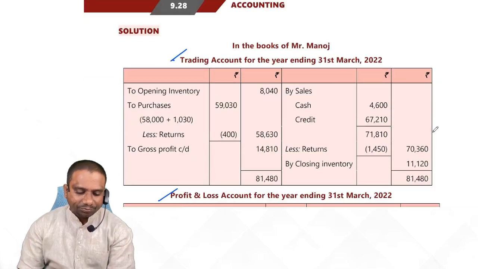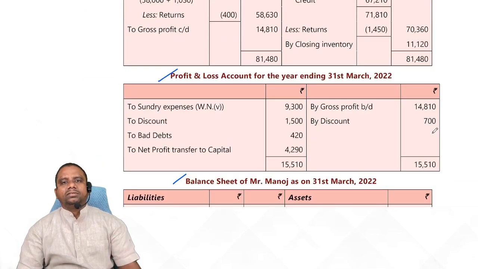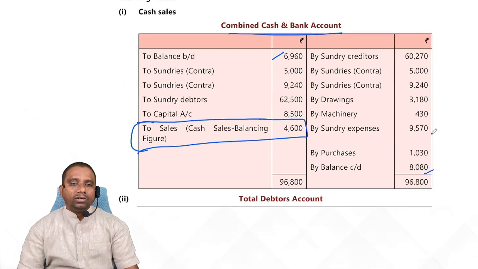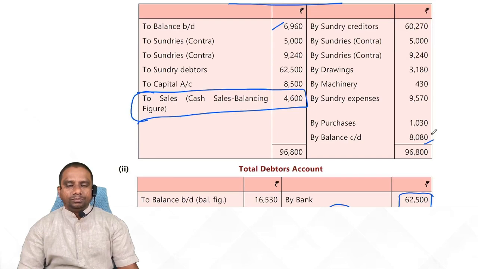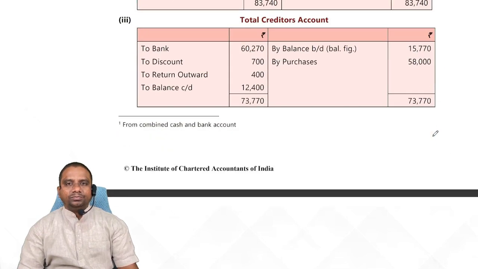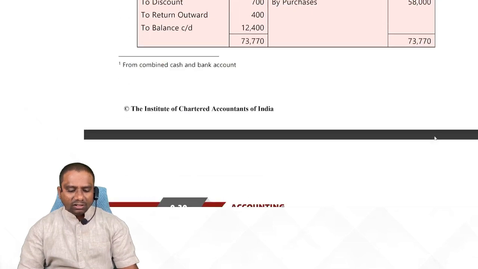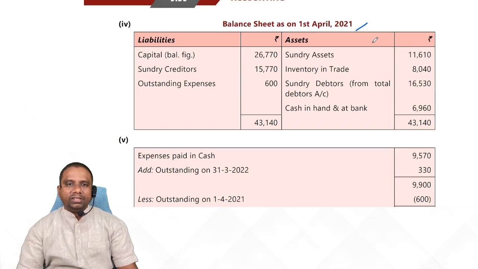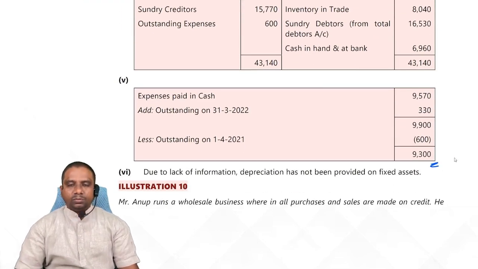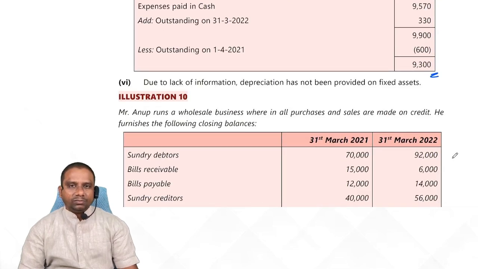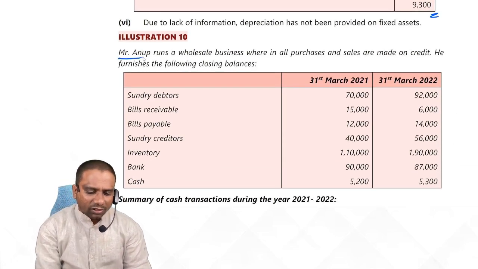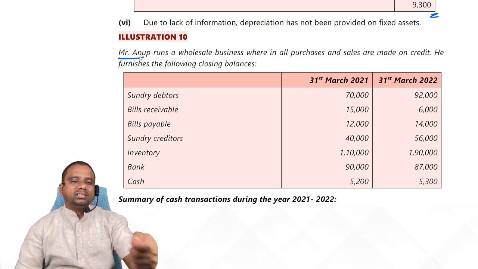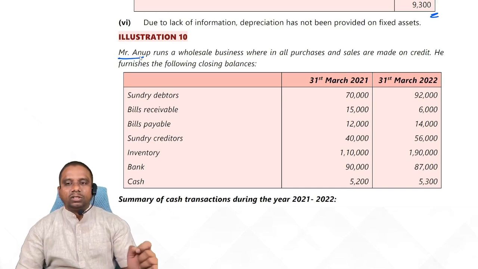Clear? Now look at. So here a trading account is prepared, profit and loss account, balance sheet. Working note is very important for incomplete records problem. Okay, look at trade creditors. Opening balance sheet because we don't have any opening capital. Next, outstanding expenses adjustment. Okay, this illustration 10 you can try to solve, students. Due to time constraint, I am unable to solve this problem. So we discuss next chapter NPO.